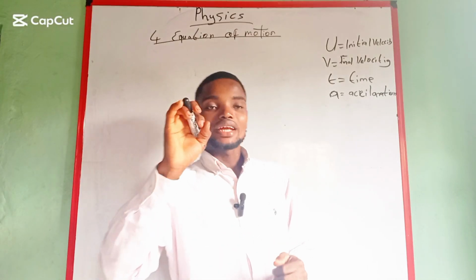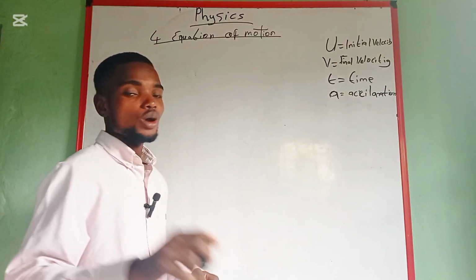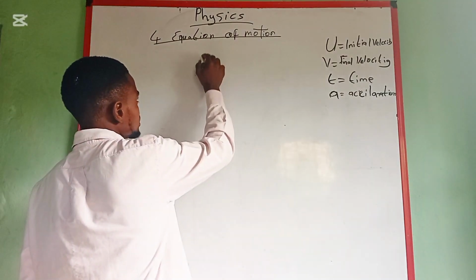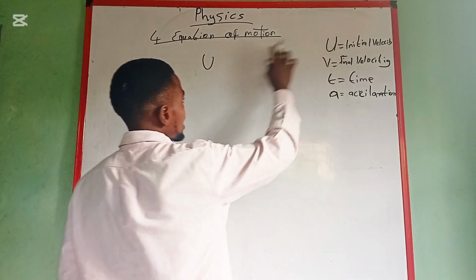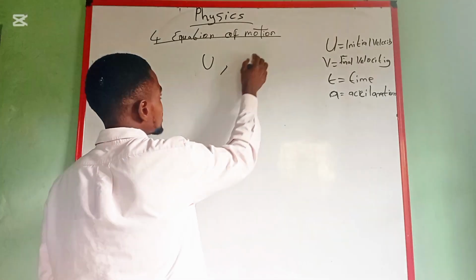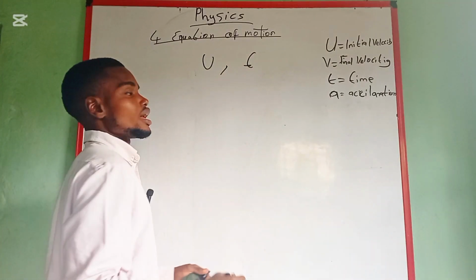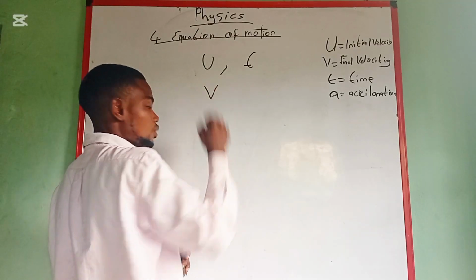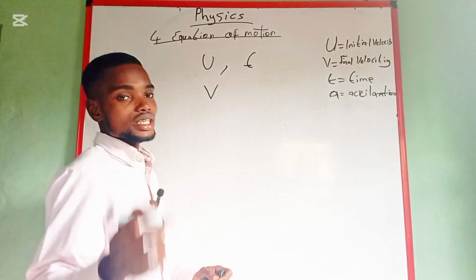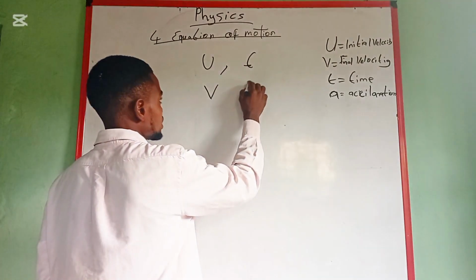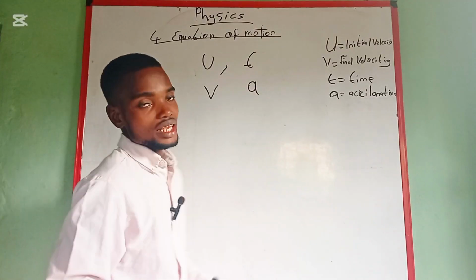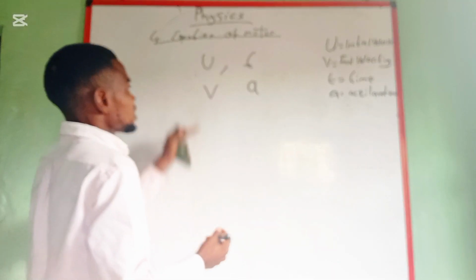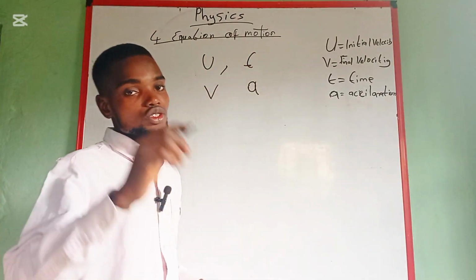Welcome back again. We're going to learn how to derive the fourth equation of motion. So let's say that a body starts with an initial velocity, which is u over here, and let's say the body is moving with a time t, and at a point it now stops with a final velocity represented by what? V. And let's also say that the acceleration is represented as a. Like you can see here: initial velocity, final velocity, time, and acceleration. Now, these are the four parameters we are going to be using.